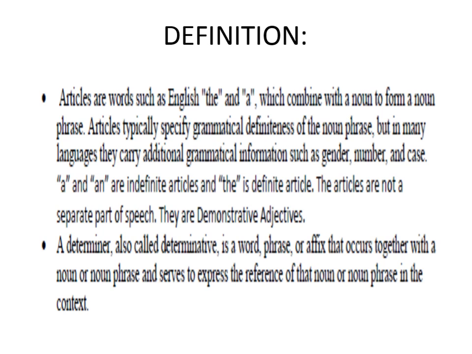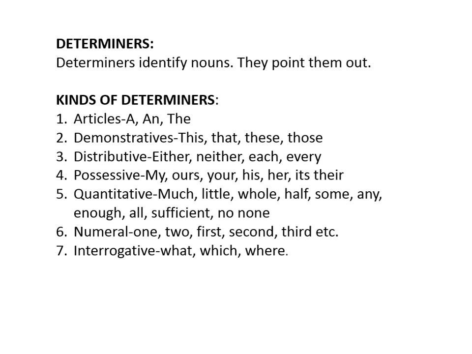What is a determiner? A determiner is also called a determinative. It's a word, phrase, or affix that occurs together with a noun or noun phrase and serves to express the reference of that noun or noun phrase in the context. Determiners identify nouns, they point them out.